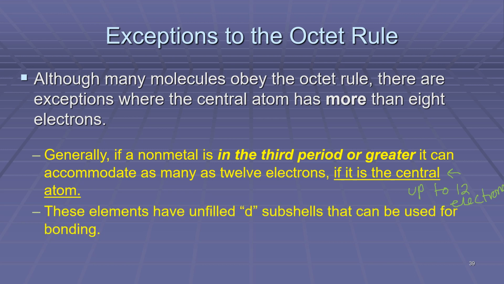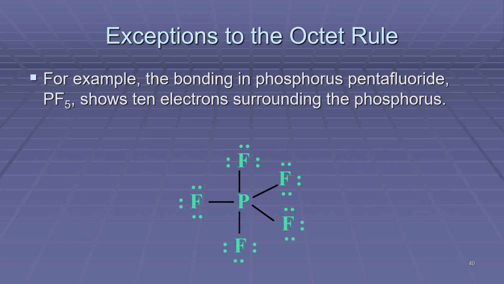What's actually happening is that because we're in the 3rd row, we have empty d orbitals that can help with the bonding. So that's what's happening there. So here's an example, PF5. To make a bond you have to have 5 things bonded to the phosphorus, and since phosphorus is in the 3rd row, it can have up to 12 electrons. So right now it has 10, so it's happy.